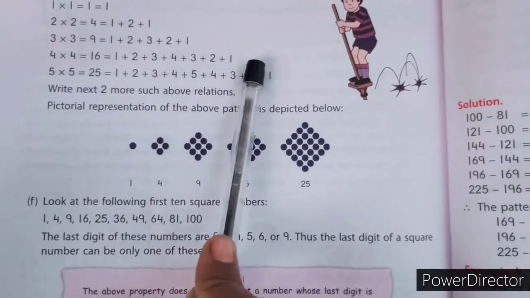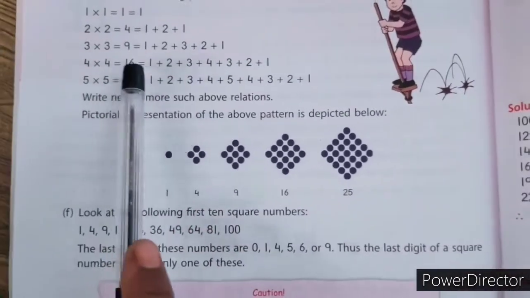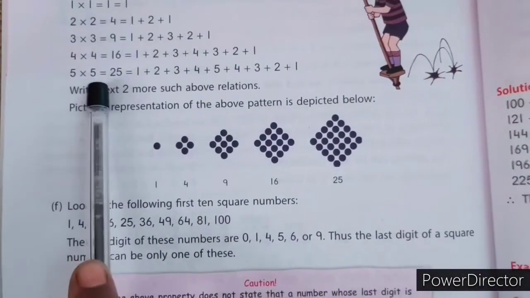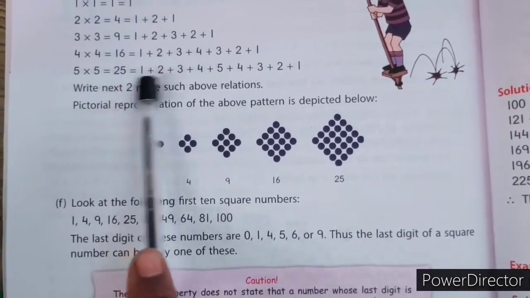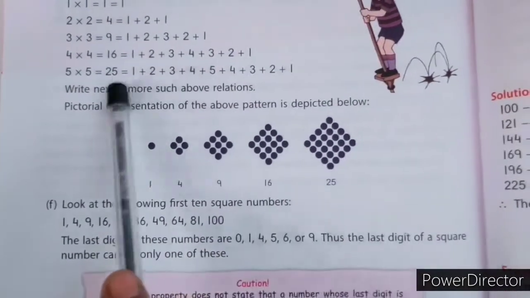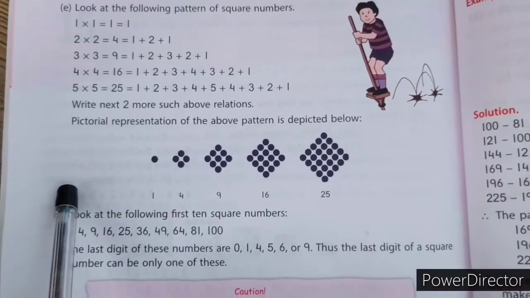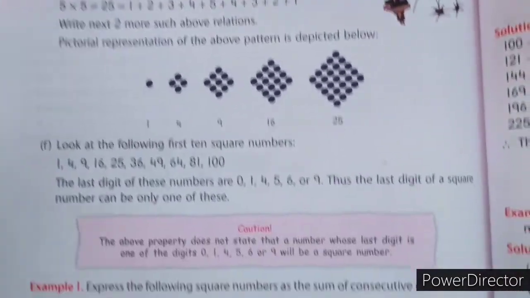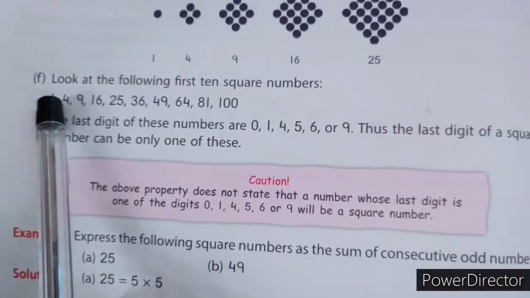Plus 3 plus 2 plus 1, and when we add all these, we get 16. In the same way, 5 multiplied by 5 is 25. In this, we will move up to 5 and then reverse the counting. In this way, you can extend the series up to any number. Now let's move to the next property.